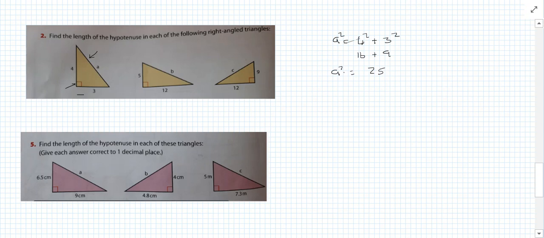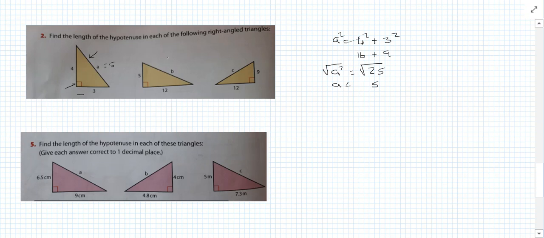Now what we want to do is get rid of this square. In order to get rid of this, you take the square root of it, and that will get rid of the power of 2. And if you square root this side, you have to square root this side. So then a is equal to the square root of 25, which is 5. So the answer to this first one is a is equal to 5. So this squared plus this squared is equal to this squared.